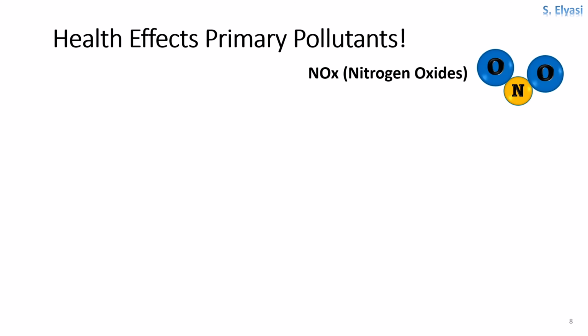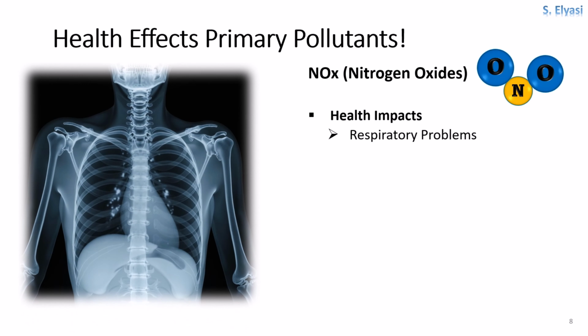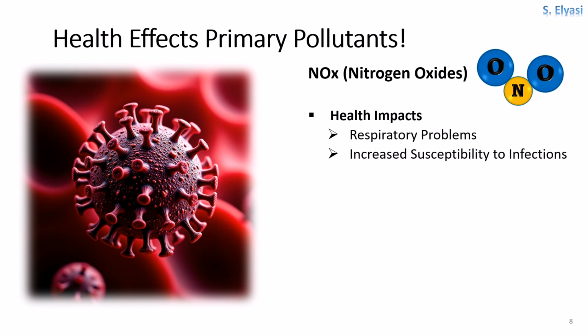Nitrogen dioxide, NO2, is a significant air pollutant with various health effects, primarily affecting the respiratory system but also having broader impacts. Here's how NO2 can affect health. Respiratory problems: NO2 can irritate the airways in the human respiratory system. Exposure to elevated levels can decrease lung function and increase the risk of respiratory conditions. It exacerbates symptoms in people with asthma and chronic obstructive pulmonary disease, COPD.